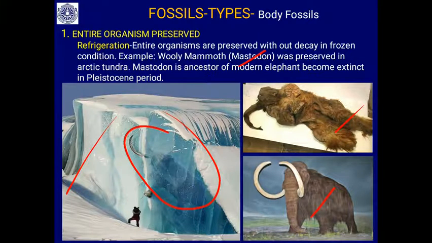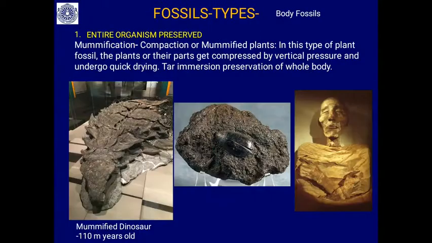So this woolly mammoth lived in the Pleistocene period, and you can see fossils about 1 lakh years old. They became extinct about 10,000 years ago. These are found in the Siberian region or else in the Arctic region. So this is what you can see, the entire organism refrigerated or frozen for a long time in the ice.